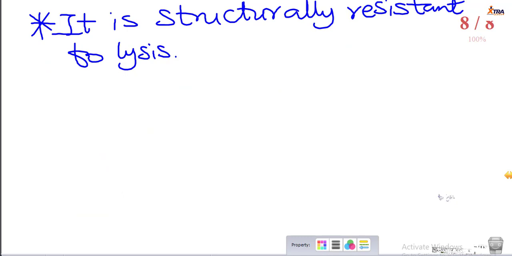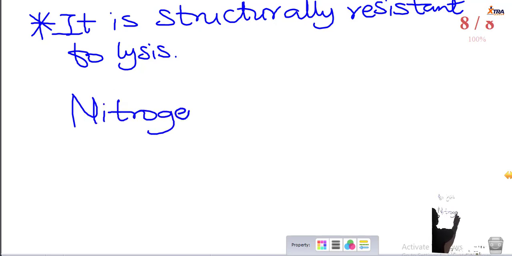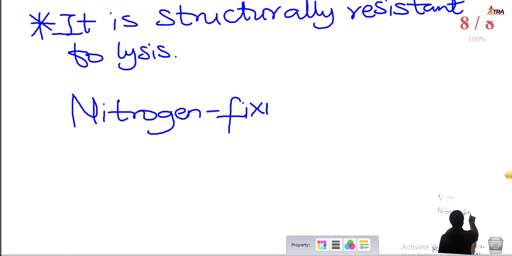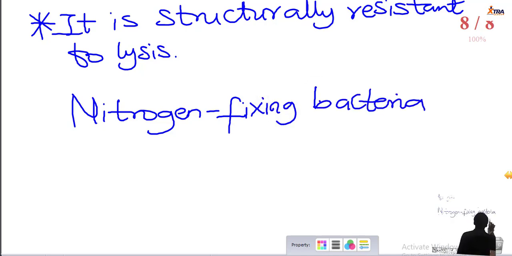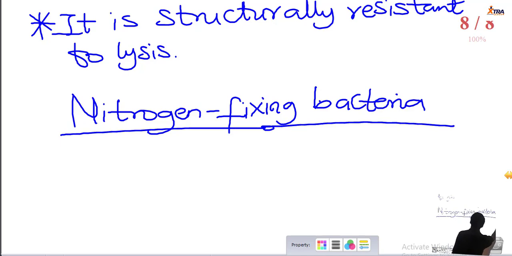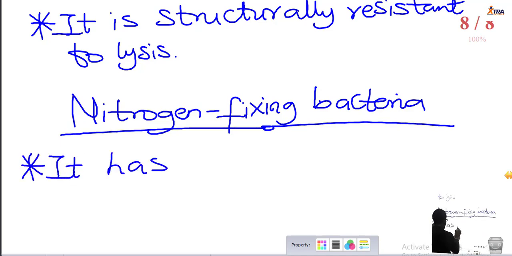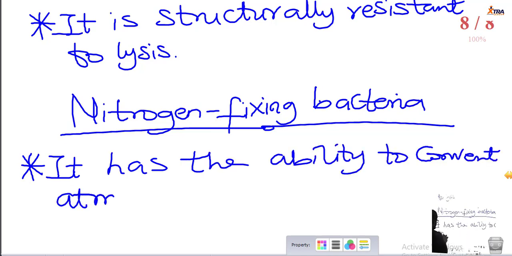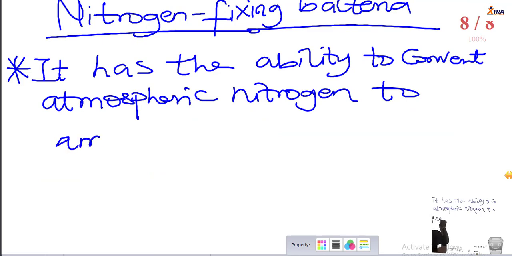How about nitrogen fixing bacteria? If you have never known anything about bacteria, you must have come across this one. Everybody likes to describe the nitrogen cycle. It's quite an interesting nutrient cycle. Everybody has their choices. Nitrogen fixing bacteria has the ability to convert atmospheric nitrogen to ammonium compounds.